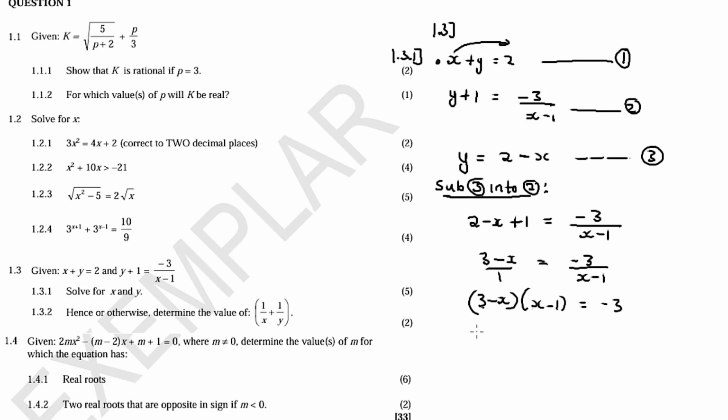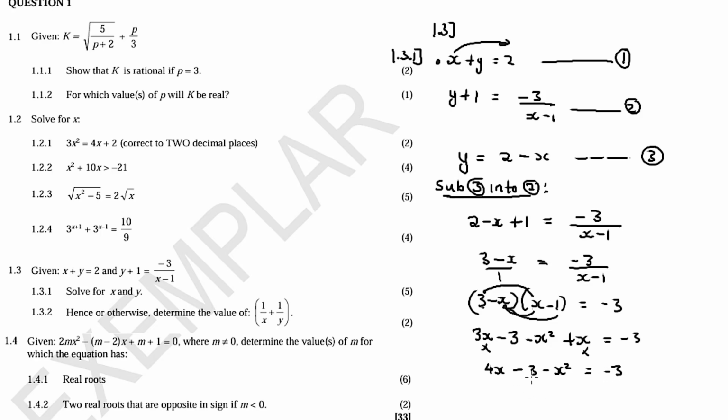So x minus 1 equal to negative 3. Then 3 times x is 3x. 3 times minus 1 is negative 3. Minus x times x is minus x squared. Minus x times minus 1 is positive x. Then 3x plus x gives me 4x minus 3 minus x squared equal to negative 3.